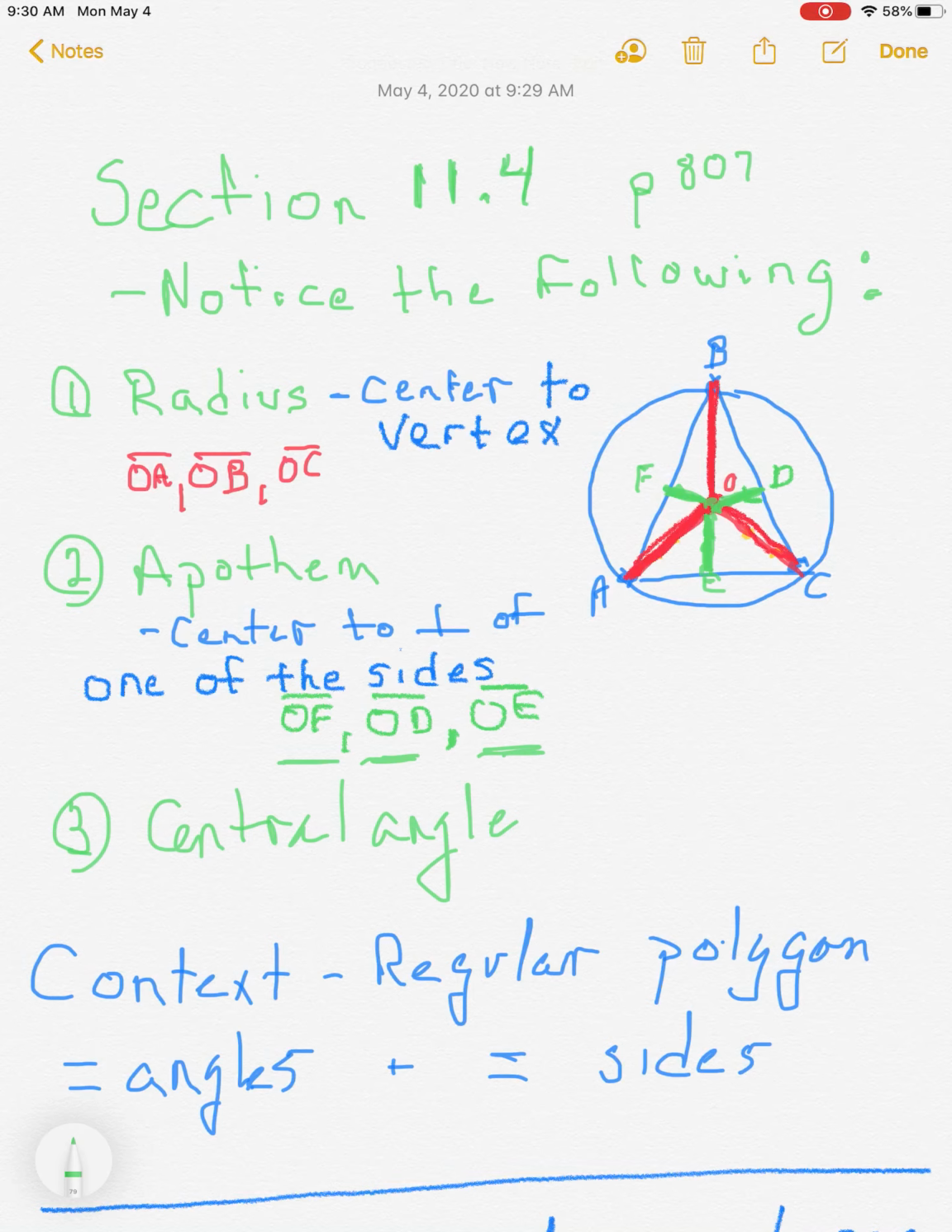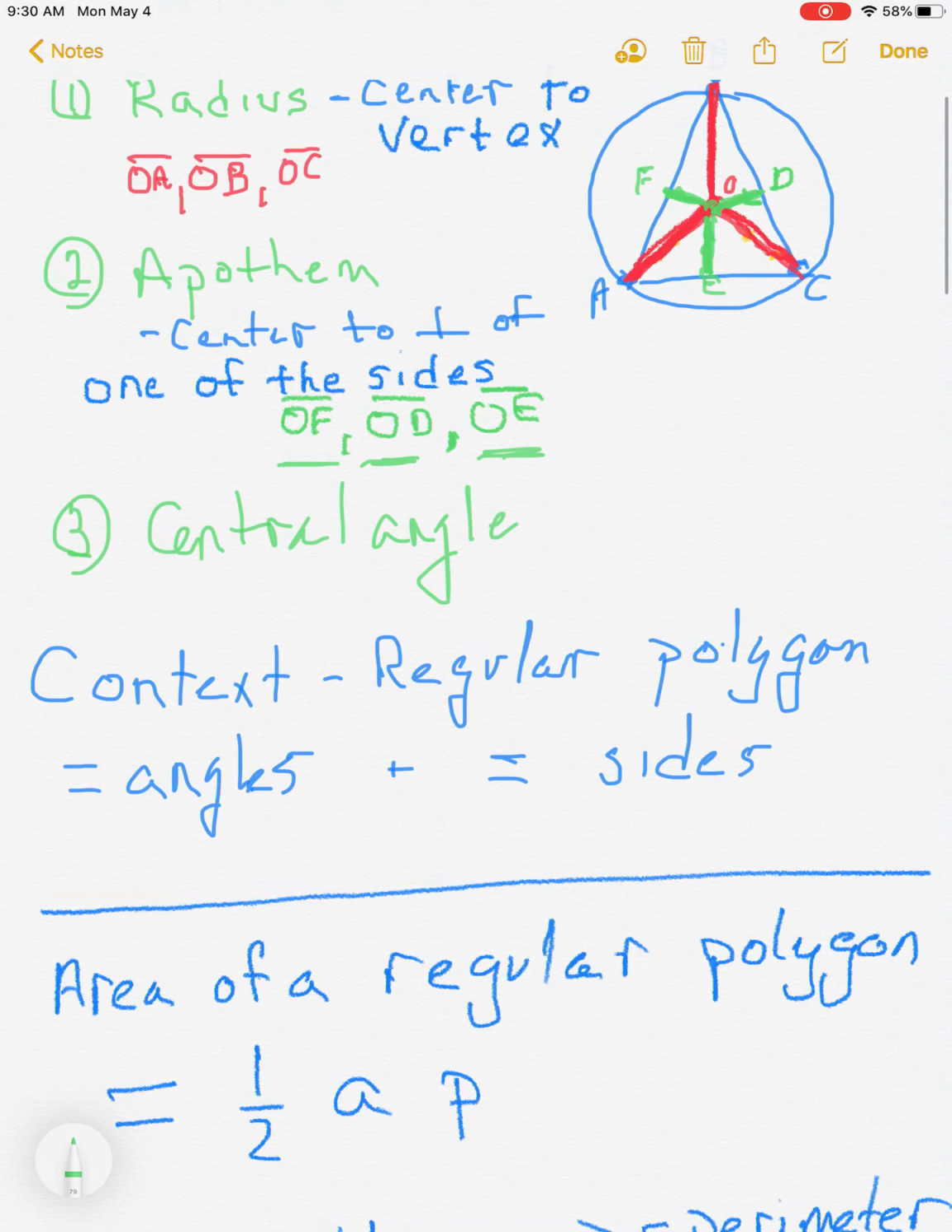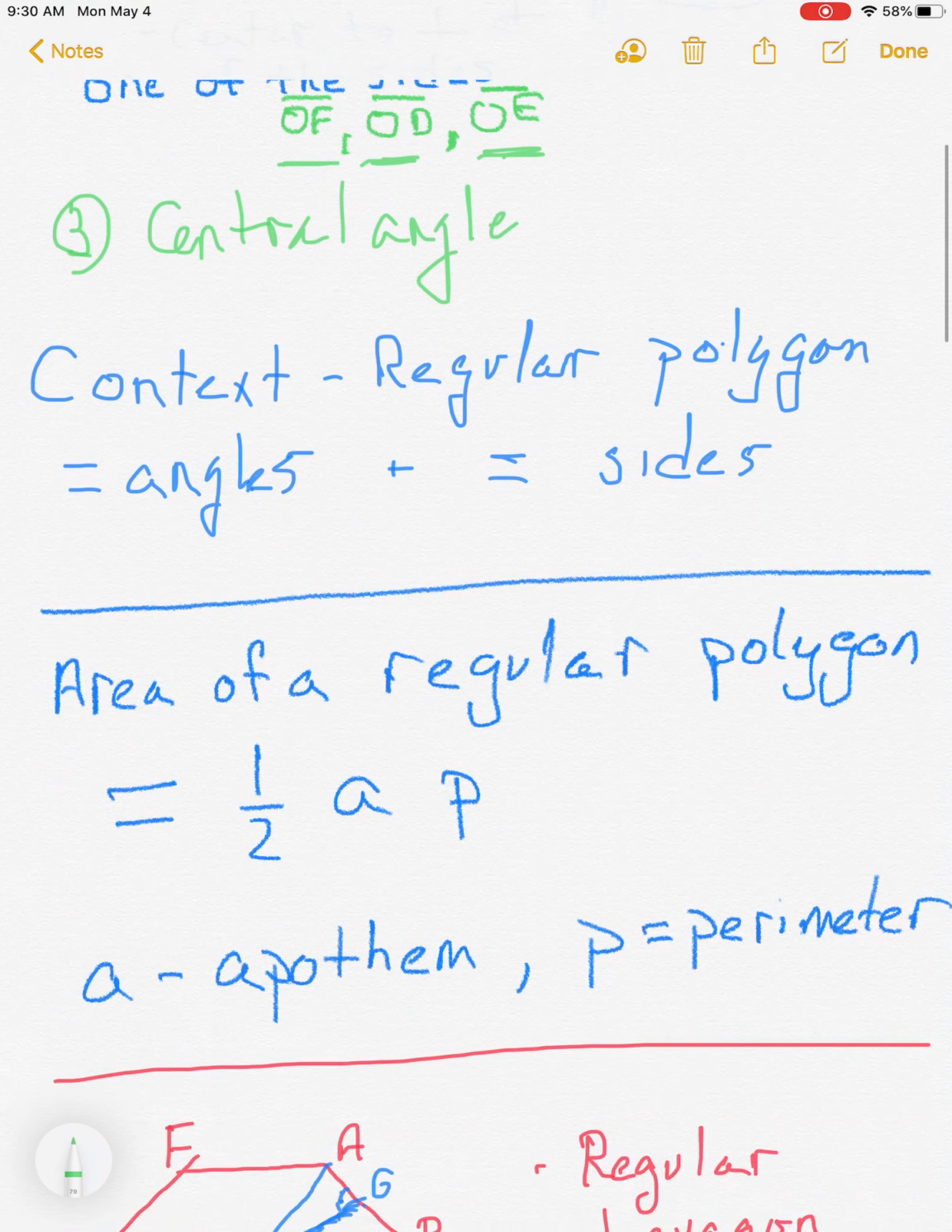And then we also have here a central angle. For example, in my diagram, angle BOC is a central angle, AOC is a central angle, and AOB is another central angle. What is a central angle? An angle that includes the center of the figure and two consecutive vertices. The context of this assignment is that all the polygons that we find the area of will be regular polygons. What is a regular polygon? A polygon in which all the sides and angles are equal.